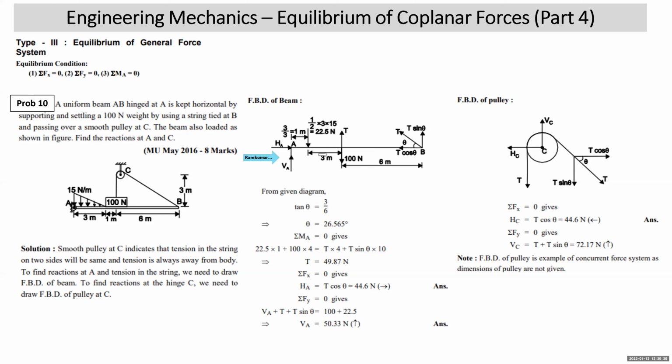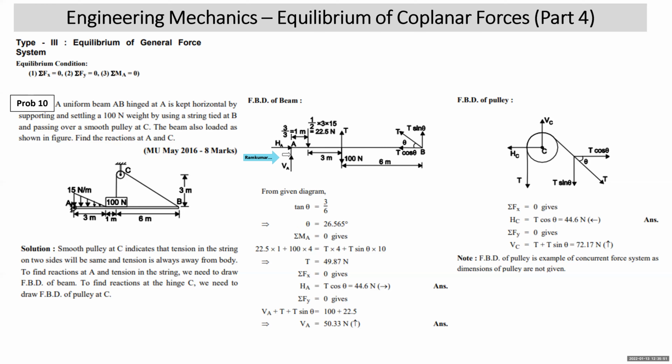Now you take moment about A. When you take moment about A, what will go off? That means you keep a pen or pencil at A, and see what forces will give zero moment. HA will give 0, VA will give 0. Even T cos theta will also give you 0 moment.